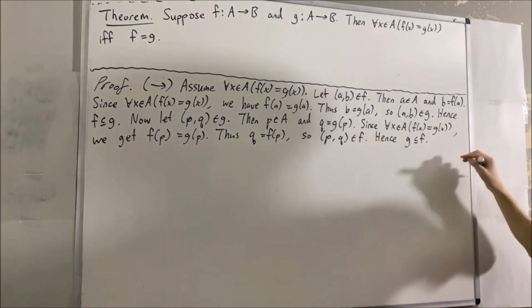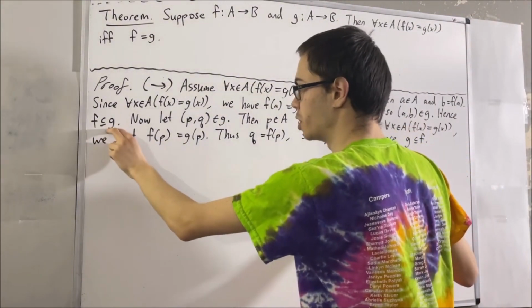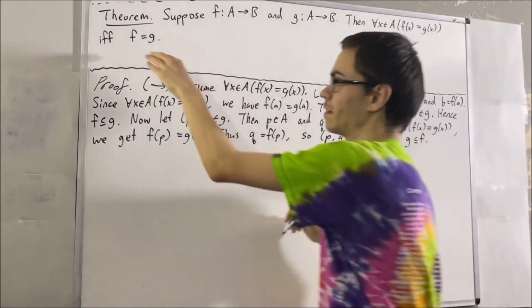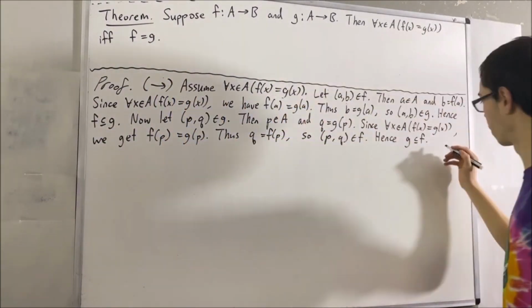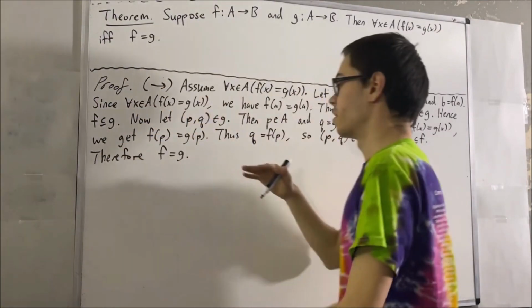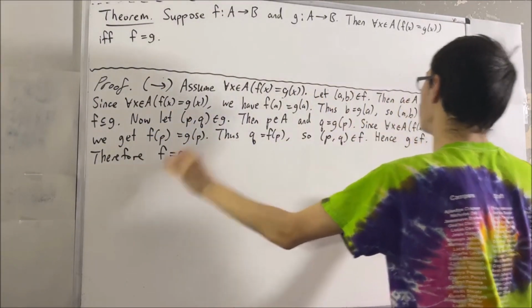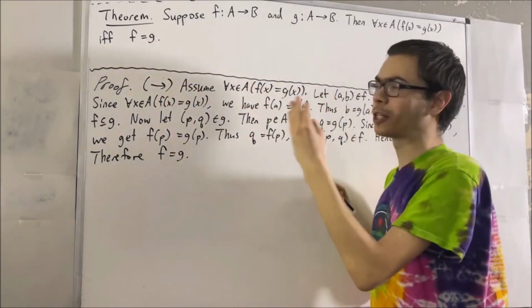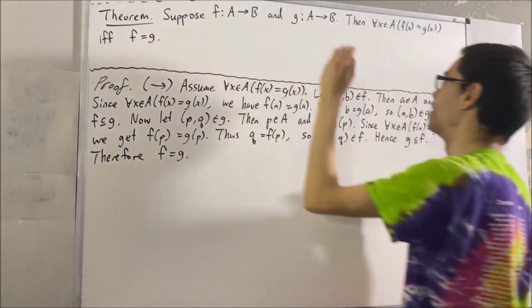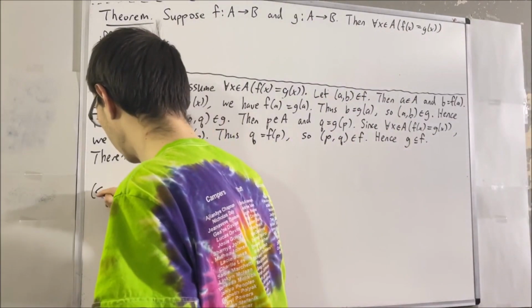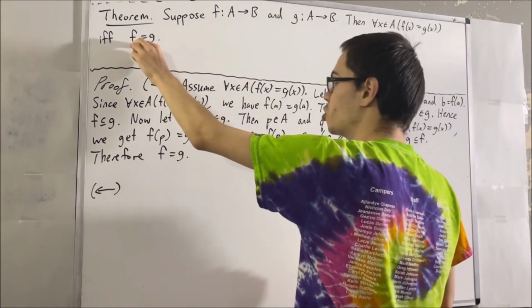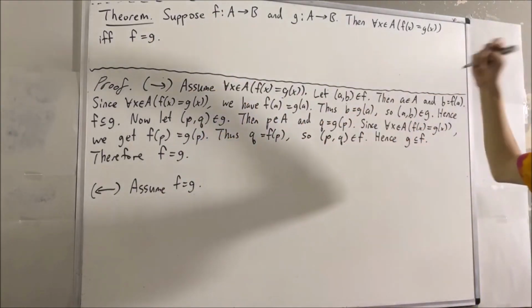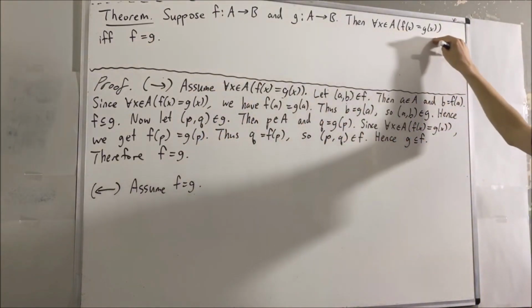So at this point, we have shown that everything in f is also in g, and everything in g is also in f. This amounts to proving that the two sets are equal. And so now, we have proven if this is true, then this is true. Now we're going to prove if this is true, then this is true. And to do so, assume this is true. Our whole goal now is to deduce that this is true.